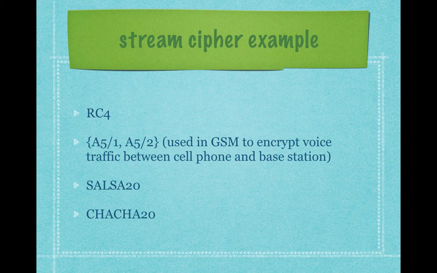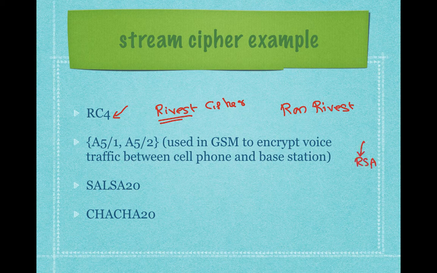Let's see an example of a stream cipher. The most popular example is called RC4. RC4 is a short name for Rivest Cipher. Rivest is the person who invented it. He is a very famous cryptographer. His full name is Ron Rivest. In fact, when you use the RSA protocol, RSA public key cryptography, the first R is actually his name, Ron Rivest.